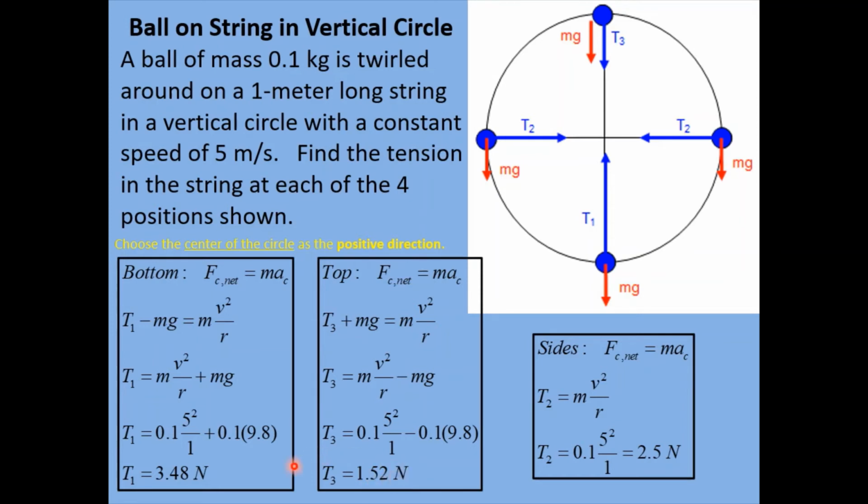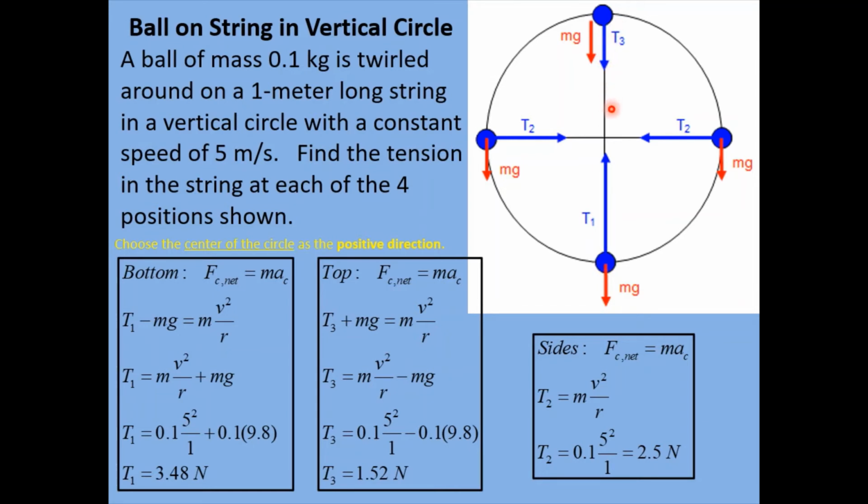All right, so look at the difference here. At the bottom of the circle, the tension is 3.48. At the top of the circle, the tension is only 1.52. Therefore, if we draw this sort of to scale, the tension here, we're going to draw this as a long vector. The string is tighter down here than it is up here.